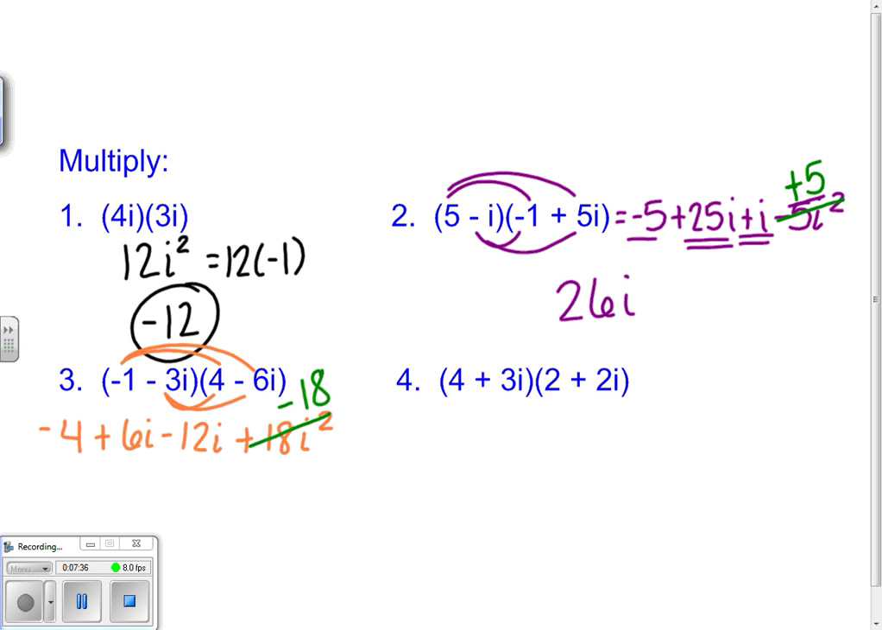I'm going to do the real parts first. -4 minus 18 is -22. 6i minus 12i is a -6i.